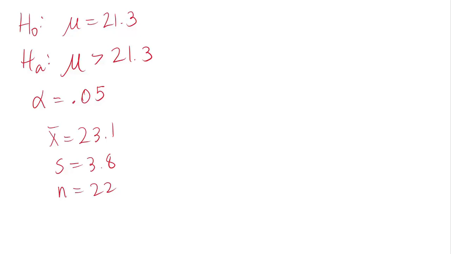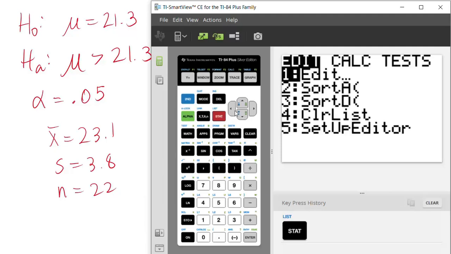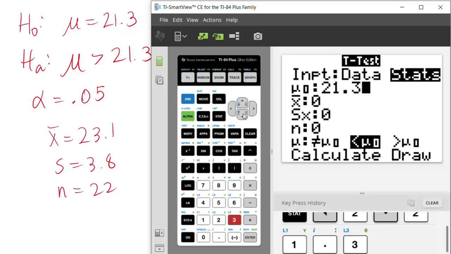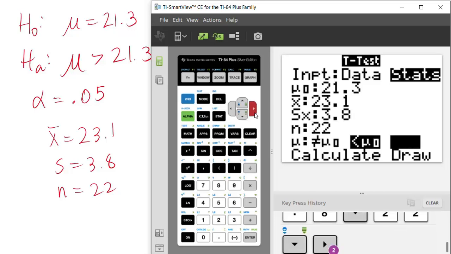Let's check it out. T-test is choice 2 on that test screen. If you press stat and scroll to tests, it's choice 2. Mu sub 0 is 21.3, the historical mean score on the ACT at this school. X bar is 23.1, the mean of the sample who took this prep course. S is 3.8. N is 22. And the claim is that the mean has increased, so we want to choose that last option. Scroll to calculate and hit enter.